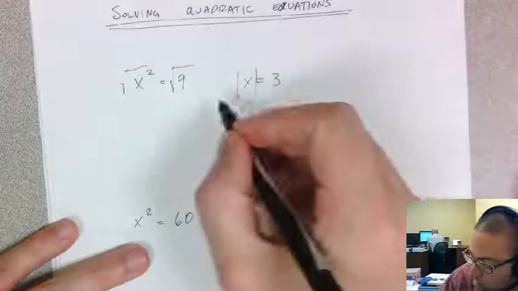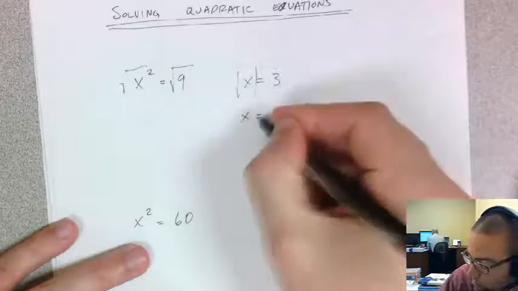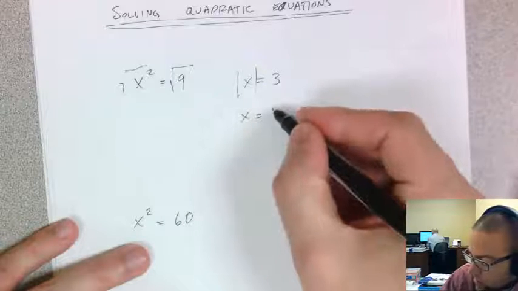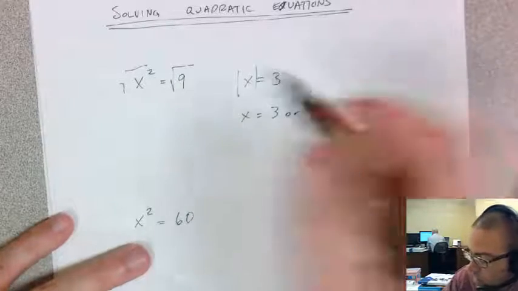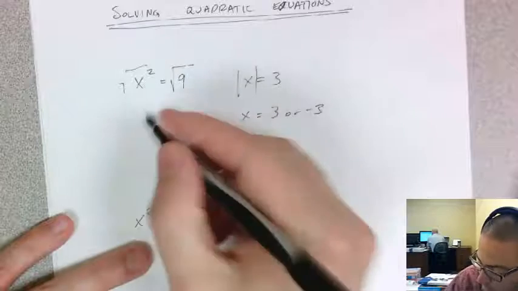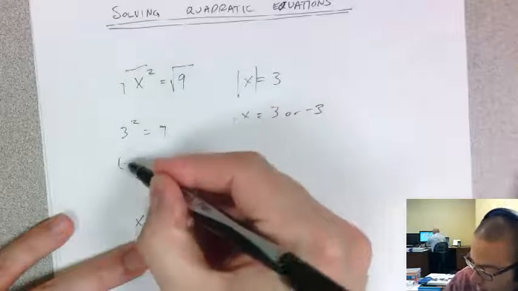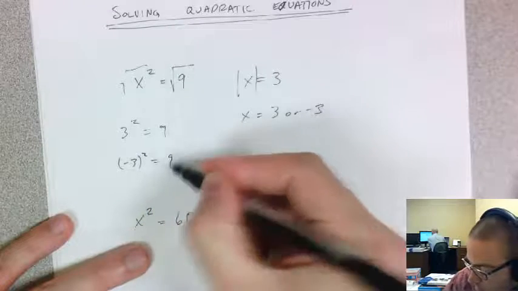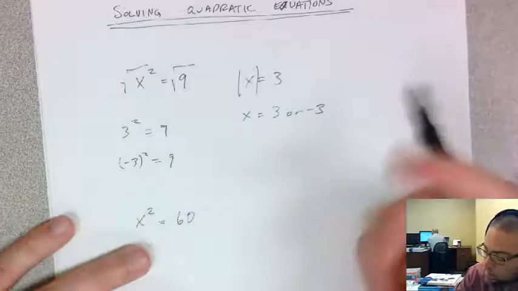And then the value of x would be positive 3 or negative 3, two solutions to that equation. Okay, and we can check that and plug it back into the original equation and show that it's a solution. So 3 squared is equal to 9, and negative 3 squared is also equal to positive 9, because a negative times a negative is a positive.